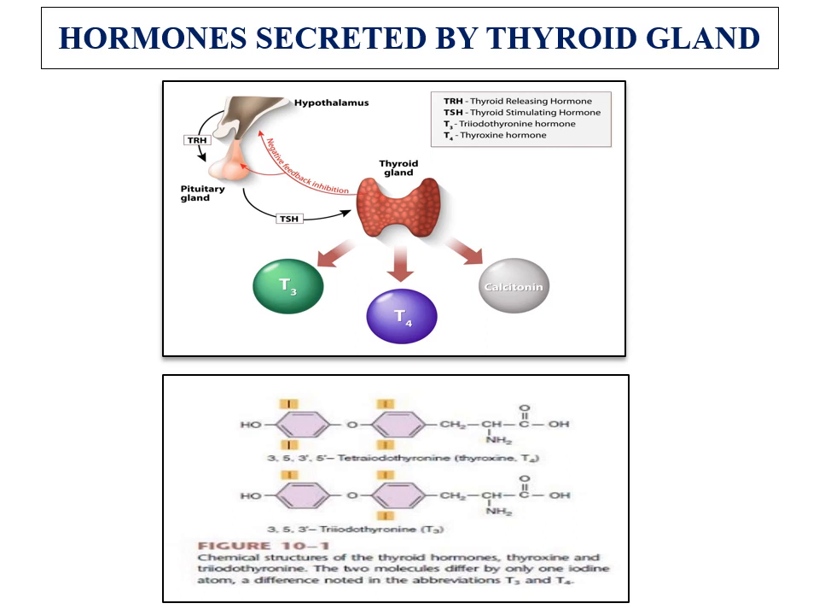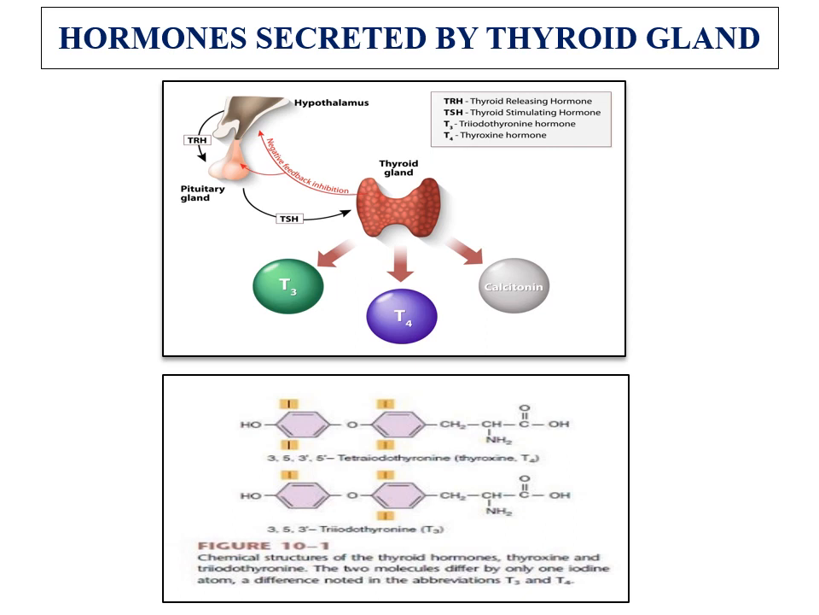Now this slide shows the hormones secreted by the thyroid gland. Here we can see the thyroid gland secretes three hormones, T3, T4 and calcitonin. T3 and T4 are together regarded as thyroid hormones, and they are secreted from the follicular epithelium, while calcitonin is secreted from the C cells or the parafollicular cells.